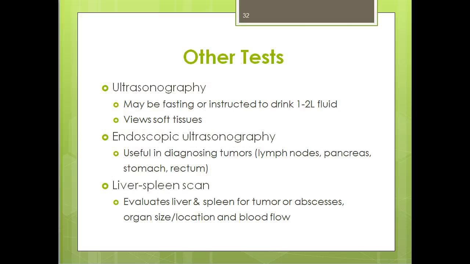Other tests include the ultrasound, and they like for you to drink 1 to 2 liters of fluid. They're trying to view soft tissues. Then the endoscopic ultrasound is useful in diagnosing tumors, lymph nodes, pancreas, stomach, and rectum problems. And then the liver spleen scan evaluates liver and spleen tumors or abscesses, organ size, location, and blood flow.